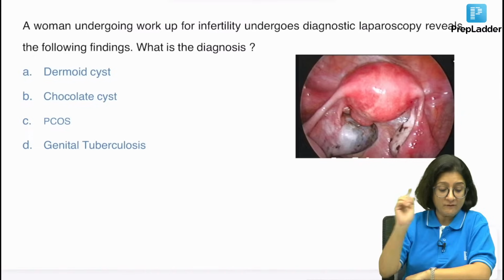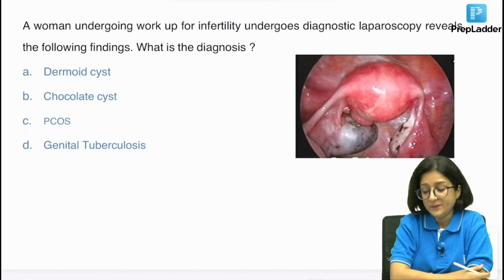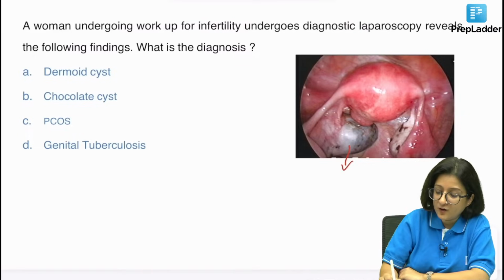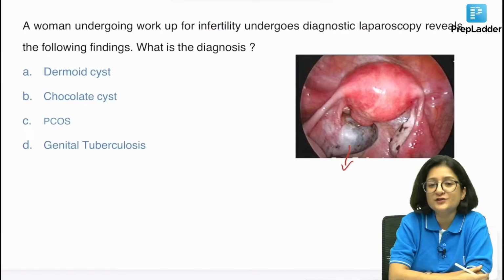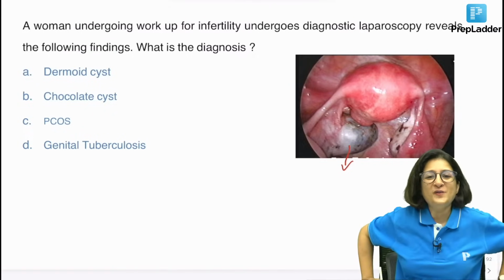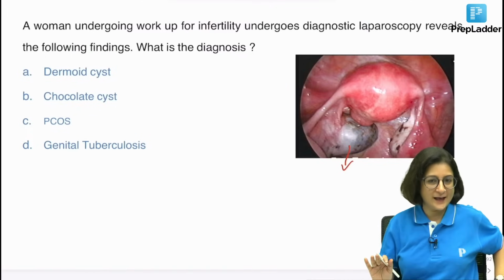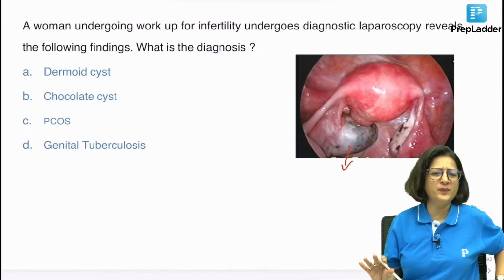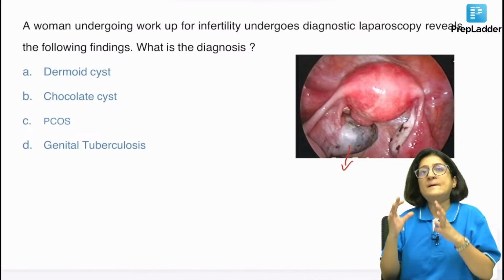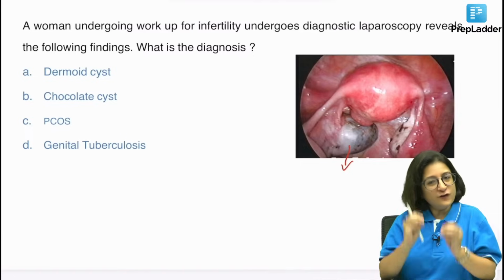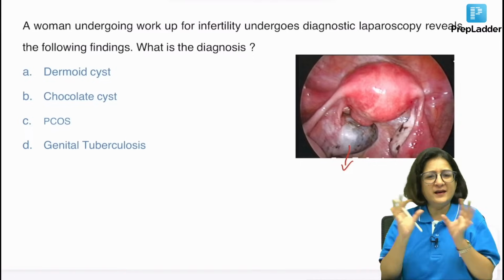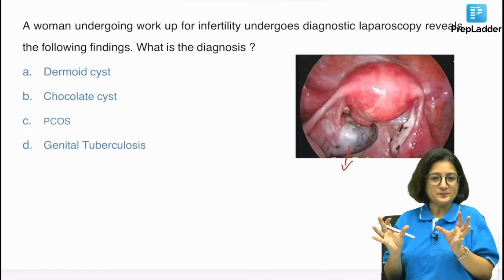Now see, when you say PCOS, you are forgetting and look at this. It was a recent question actually in INI-CET, where the ovaries were absolutely healthy. Nothing peculiar about the ovaries except the fact that a history of infertility, a history of maybe irregular cycles was given or something else.